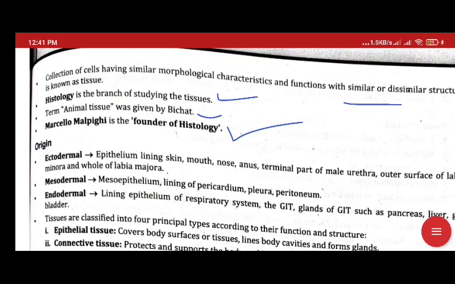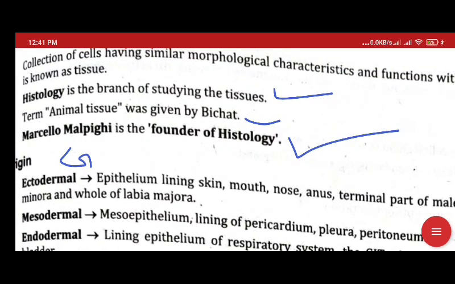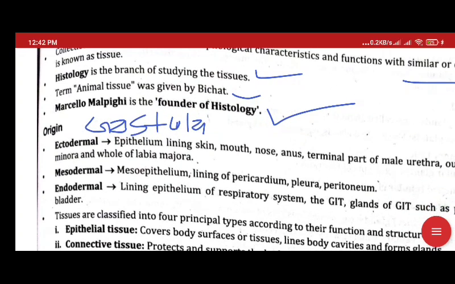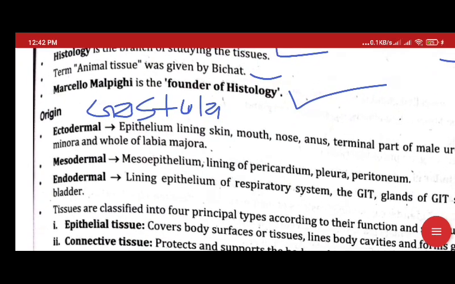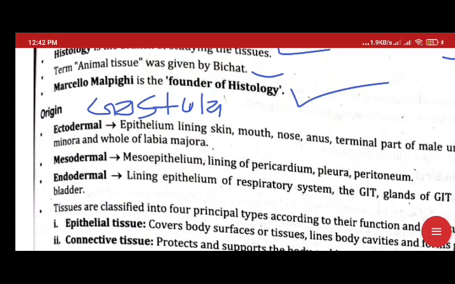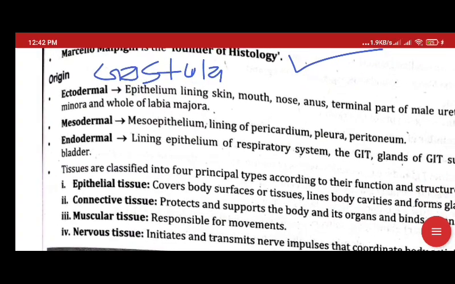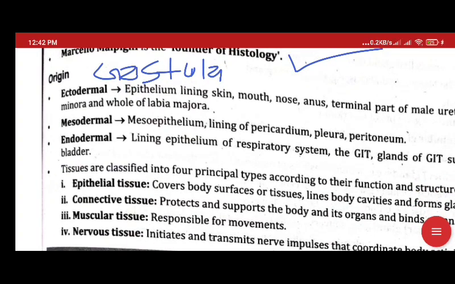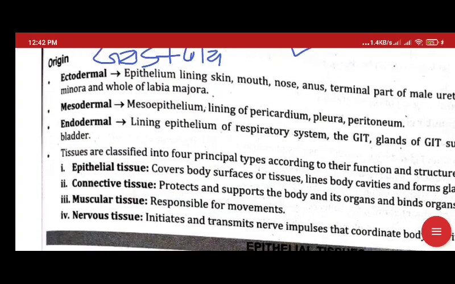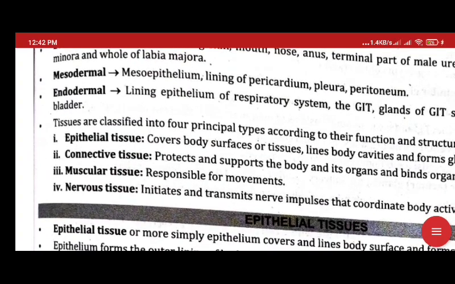From the origin we know that from the gastrula we have three germ layers. Now those germ layers are ectodermal, mesodermal and endodermal. From these germ layers we develop organs, from those organs we make systems, and the systems make the body. This is the path. Now we have four types of tissue: epithelial, connective, muscular and nervous tissue.